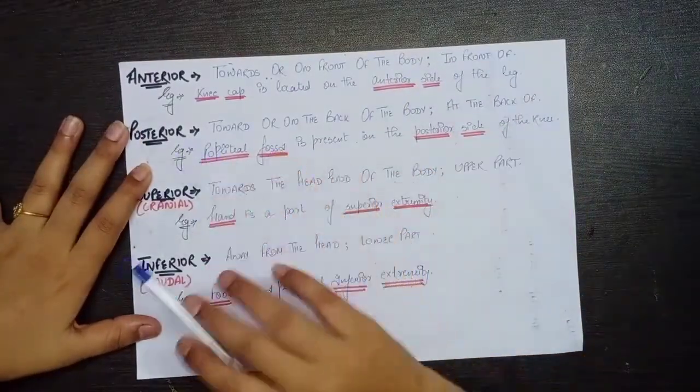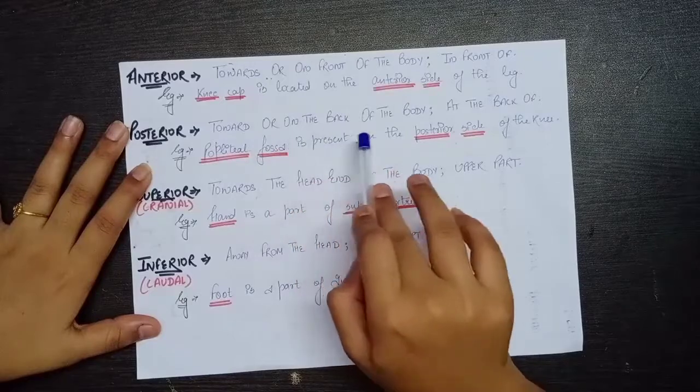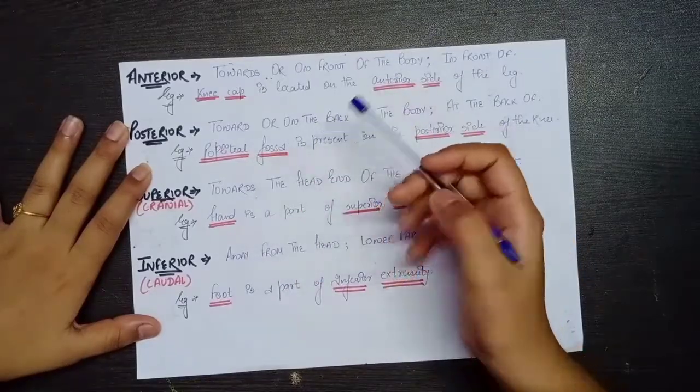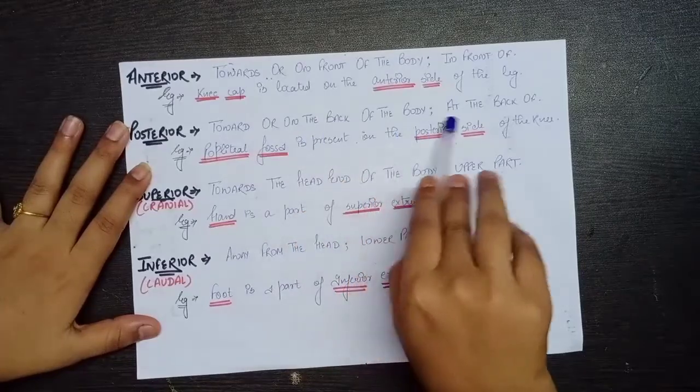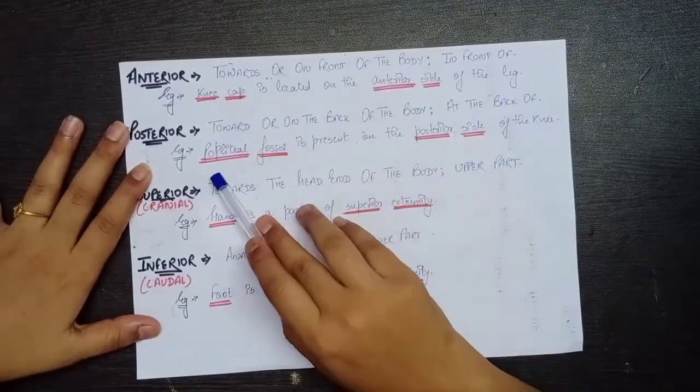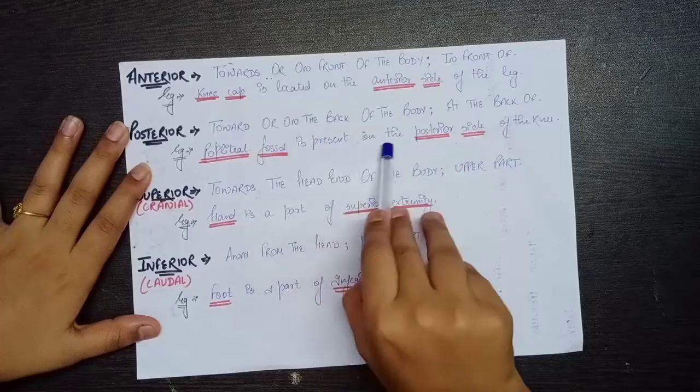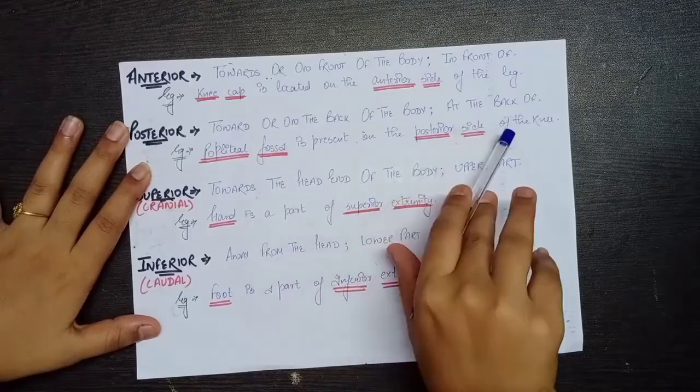Second comes posterior, towards or on the back of the body, just the opposite of anterior. Anterior is on the front of the body and posterior will be at the back of the body. Example, the popliteal fossa is present on the posterior side or the back of the knee.